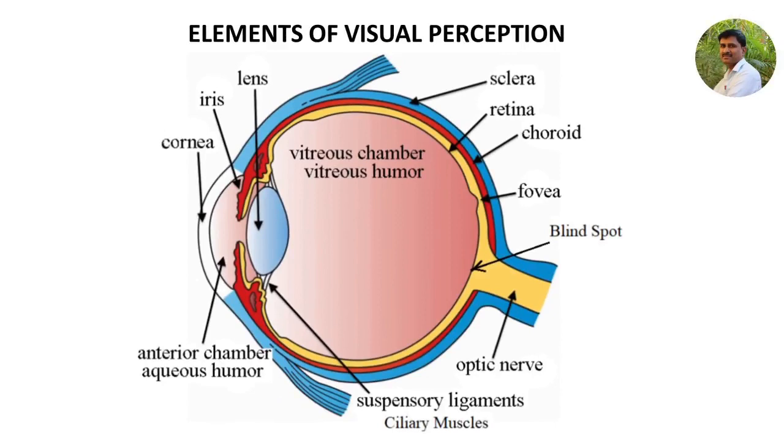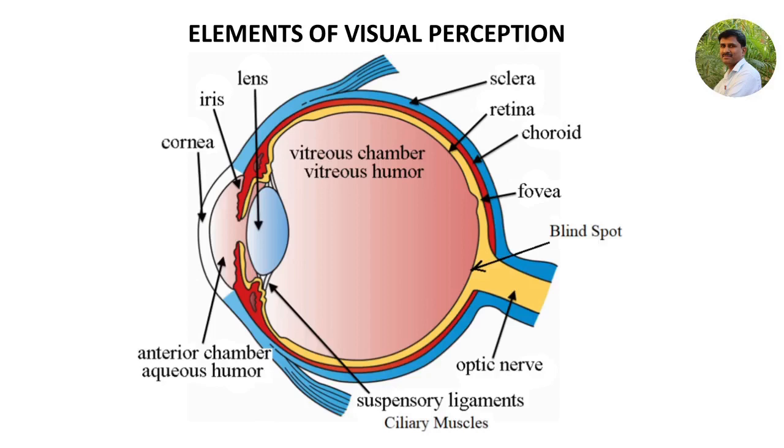Now you may pause this video and draw a neat sketch of the eye. Our eye has three layers. The external layer is formed by sclera and cornea. That is, in the posterior region, you can see a blue colored layer. This is nothing but sclera. In the anterior region, this external layer is termed as cornea.